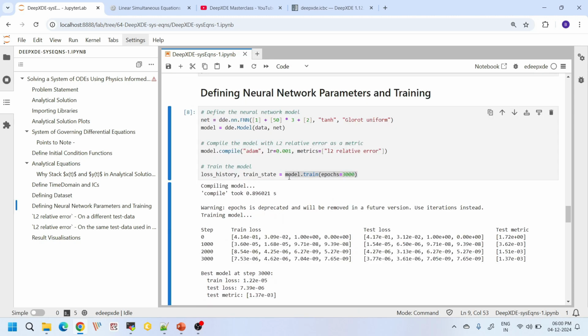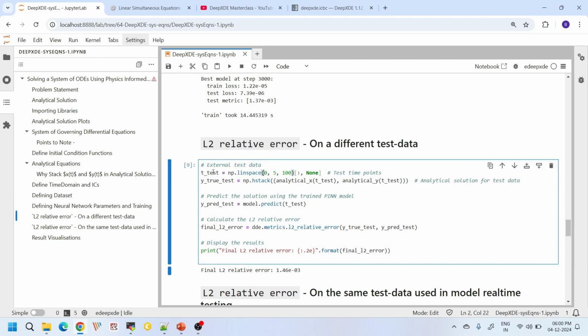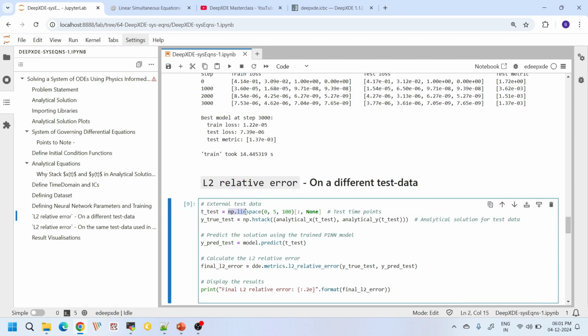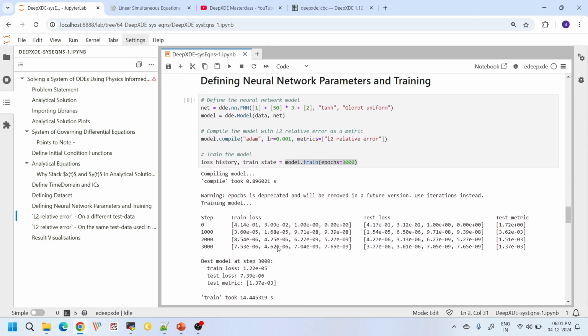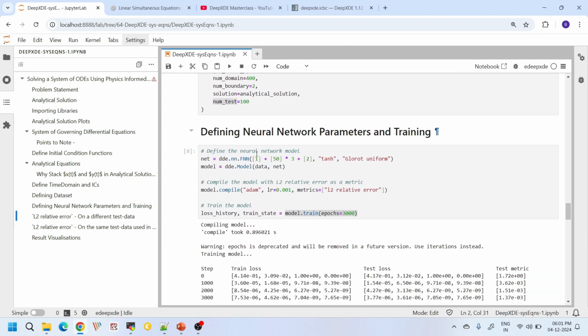After we train our model, we have got our test metric, right? Here, just to demonstrate how changing the test input data changes this test metric, I'm taking this t_test variable. This is different from the testing data that was defined in the data set, and I'm generating it using the linspace function of numpy. Here I'm generating 100 points, and these 100 points are different from the ones defined in the data set that was used in training.